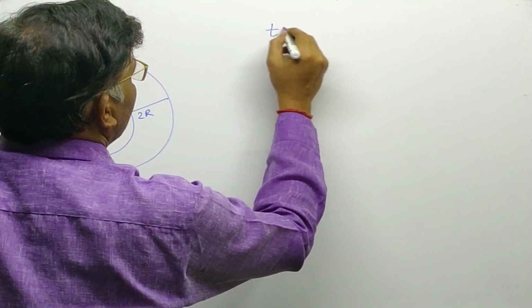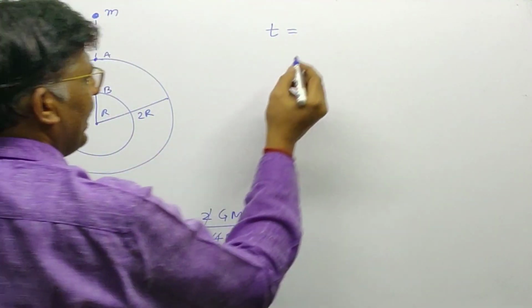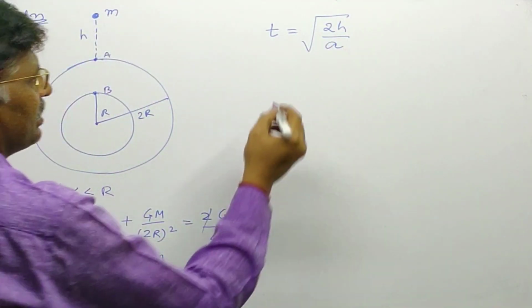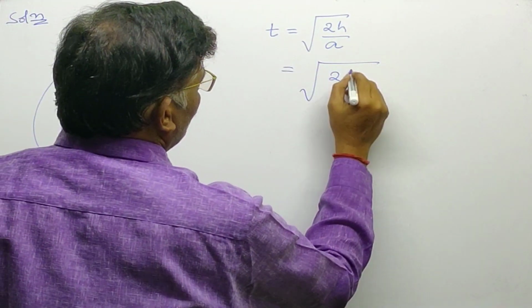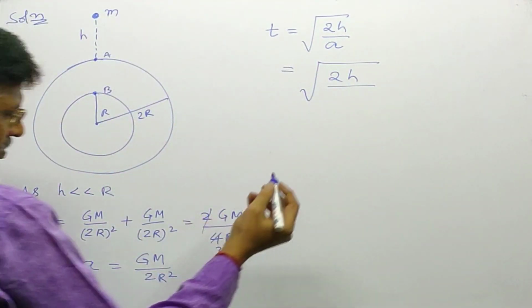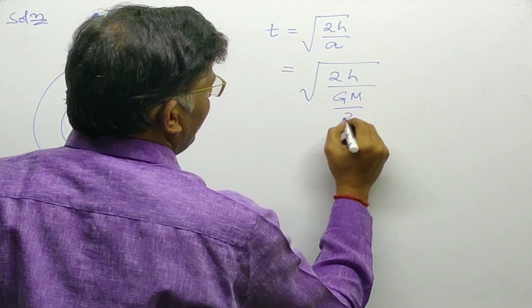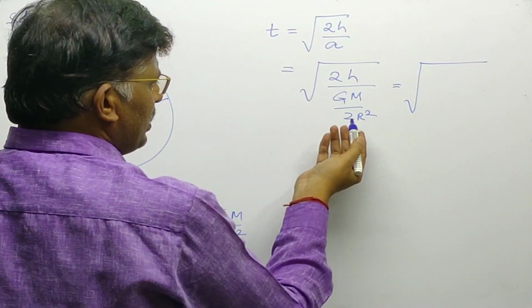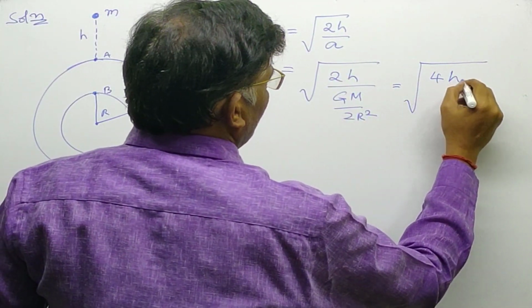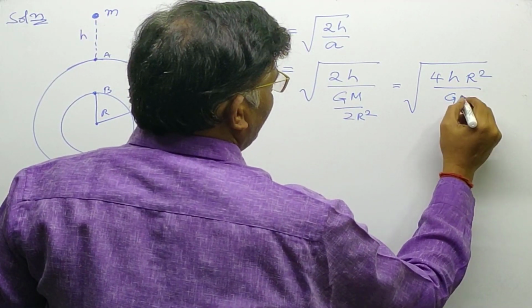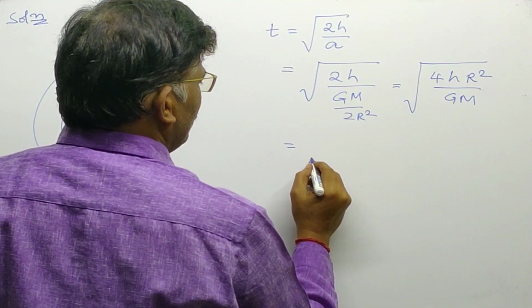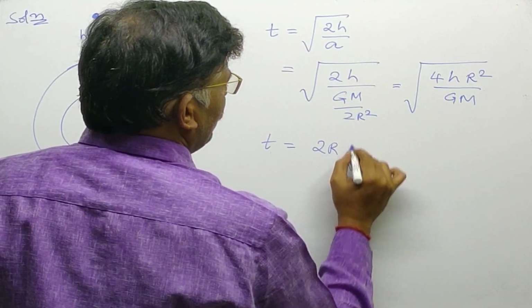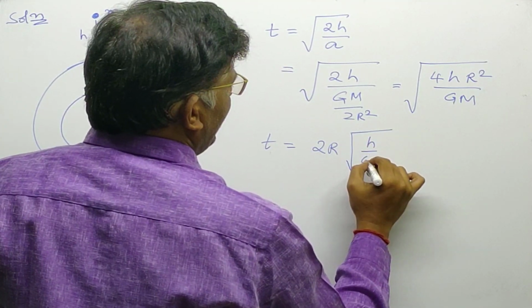Now, the time of descent, the time to reach the point A, is equal to square root of 2h by g, or 2h by a here. That is equal to square root of 2h by a, where a is GM divided by 2r square. So 2r square goes to the numerator, that is 4h r square divided by GM. So t is equal to 2r into square root of h by GM.